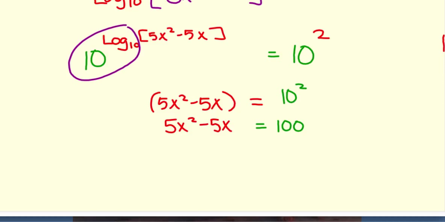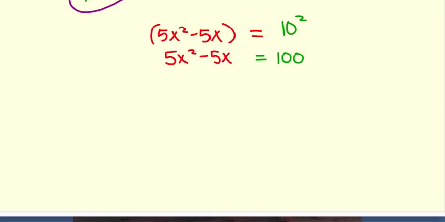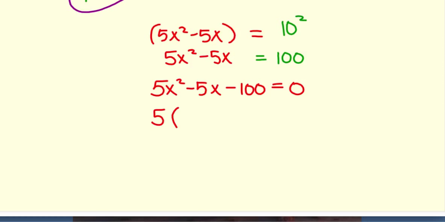And what happens is we have a quadratic equation. How you solve a quadratic equation is you want to get it into standard form and then try and factor it. So I'm going to bring this 100 over to the left-hand side by subtracting 100, and I'm going to try and factor it. Number one rule of factoring is to take out the GCF. So the GCF is 5. So I'm left with x squared minus x minus 20.